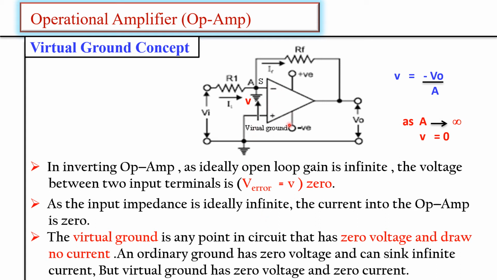So no current flows through. Virtual ground is the point in the circuit that has zero voltage and draws no current. Ordinarily the ground has 0 volts and can sink a finite current, but virtual ground has zero voltage and zero current. So they are at zero voltage, but the op-amp does not sink any current. Clear? That is the meaning of the virtual ground concept.